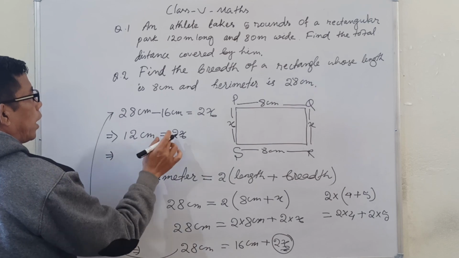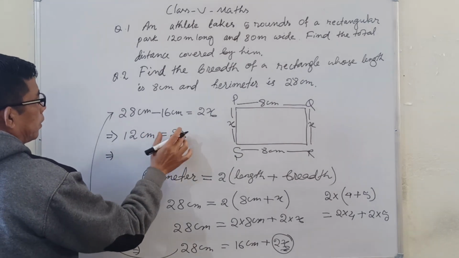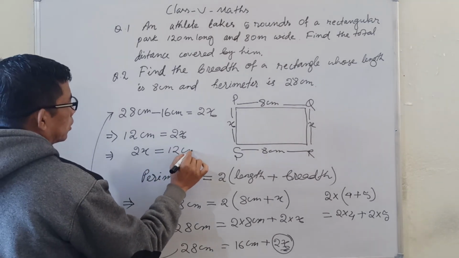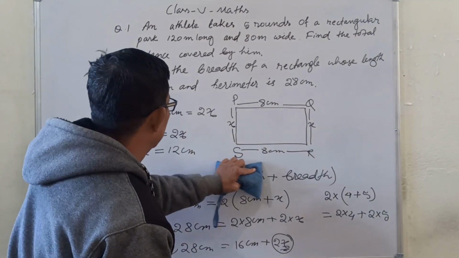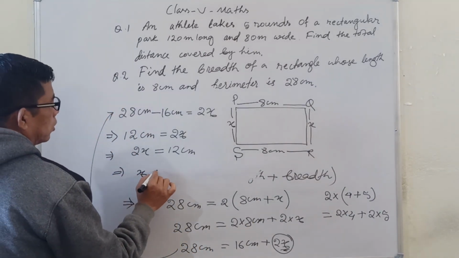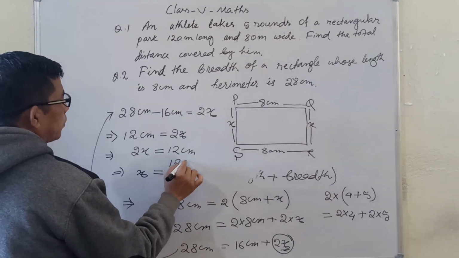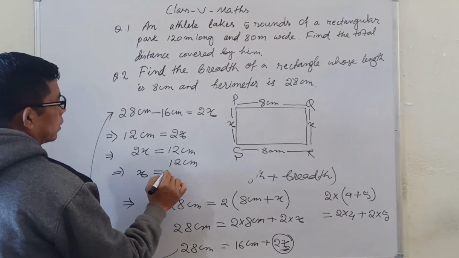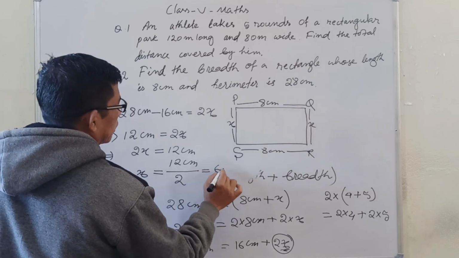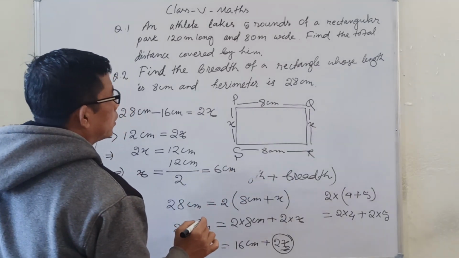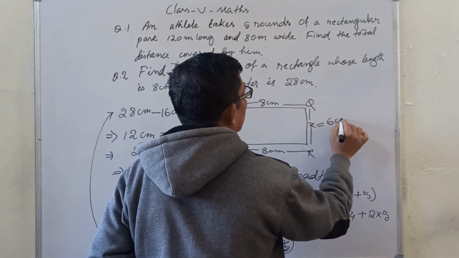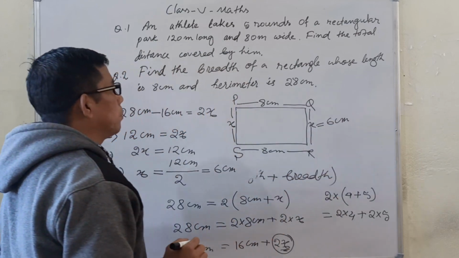Then to find x, x equal to 12 centimeter divided by this 2, that is 6 centimeter. So the breadth of the rectangle is found to be 6 centimeter.